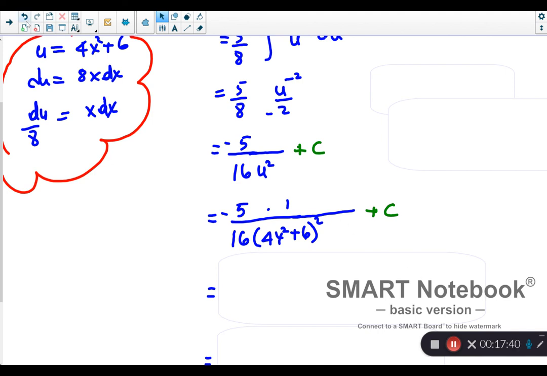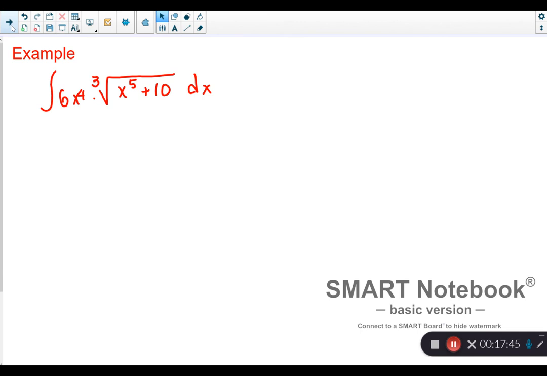Okay, one last example. Okay, let's take a look at this one. The integral of 6x to the 4th times the cube root of x to the 5 plus 10.